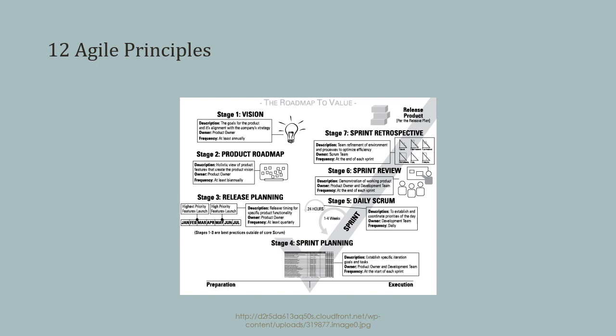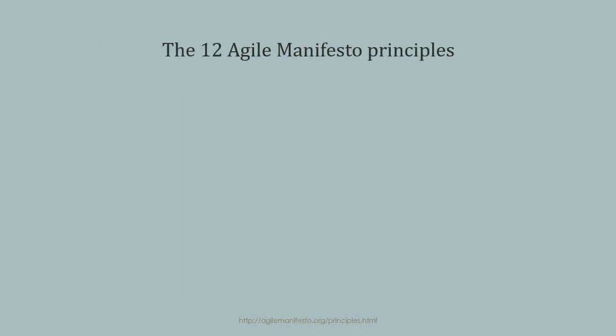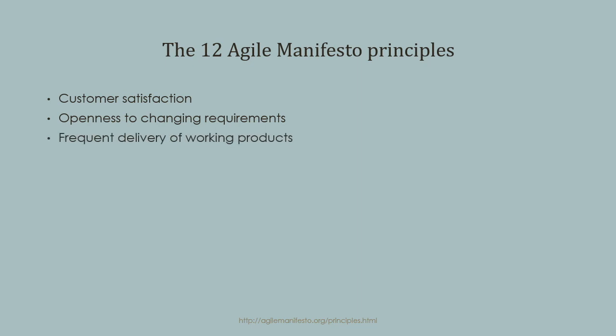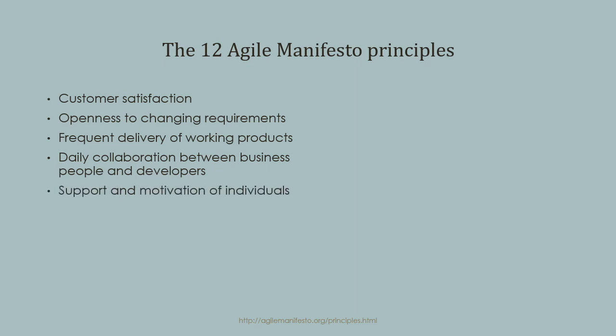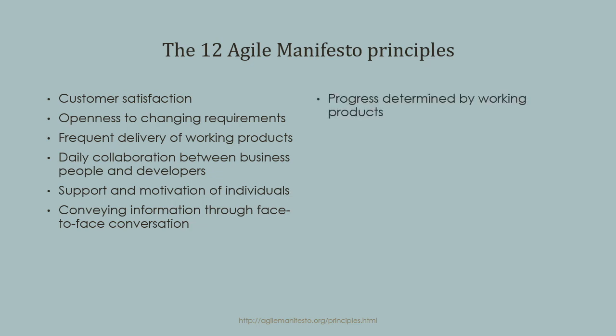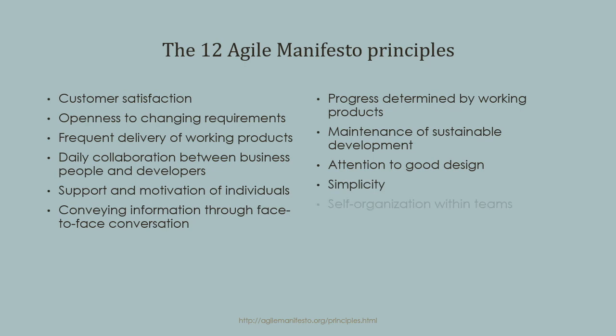Successfully following an Agile approach to project management depends greatly on the team's ability to adhere to these values, as well as the teachings of the 12 principles listed in the Agile Manifesto. The 12 principles teach customer satisfaction, openness to changing requirements, frequent delivery of working products, daily collaboration between business people and developers, support and motivation of individuals, conveying information through face-to-face conversation, progress determined by working products, maintenance of sustainable development, attention to good design, simplicity, self-organization within teams, and adjustment of behavior.